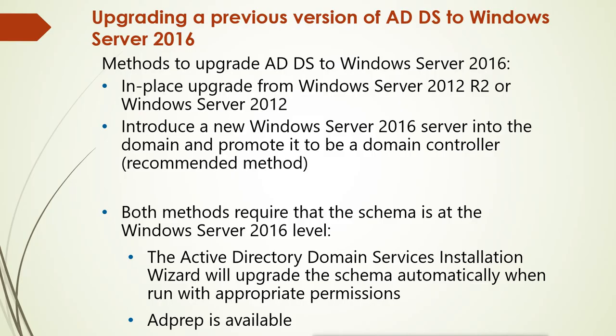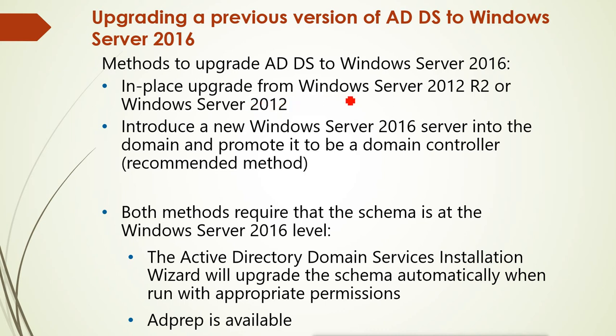Now, upgrading a previous version of ADDS to Windows Server 2016. That means if we are already using a previous version, how can we upgrade it to the new version, Server 2016? The first method to upgrade ADDS to Windows Server 2016 is an in-place upgrade from Windows Server 2012 R2 or Windows Server 2012. For an in-place upgrade, we put in the installation DVD, select the upgrade option, and we can upgrade it to Server 2016 if the upgrade is allowable, that is, if it is an allowed version to upgrade.